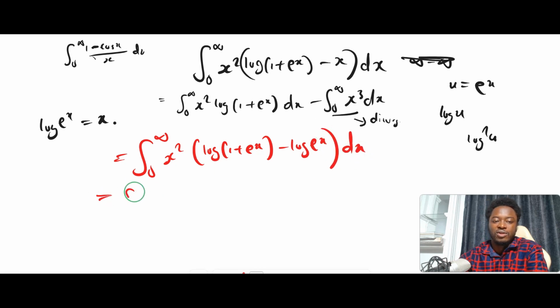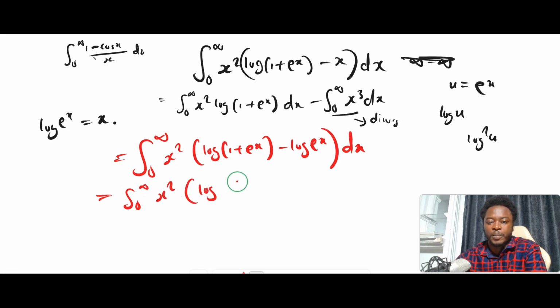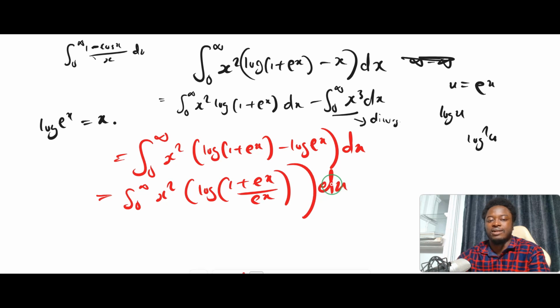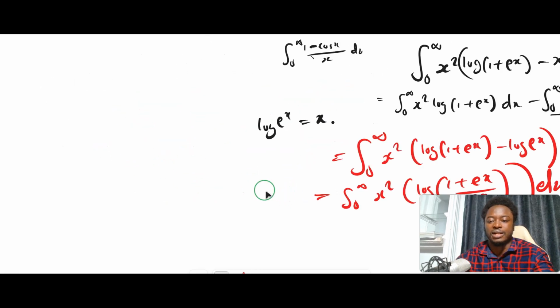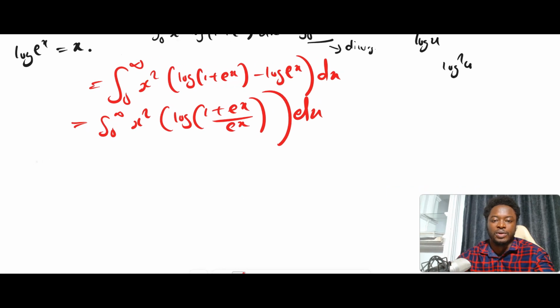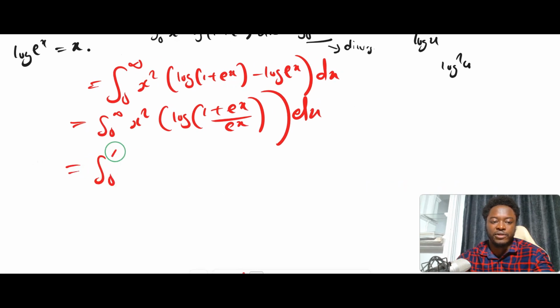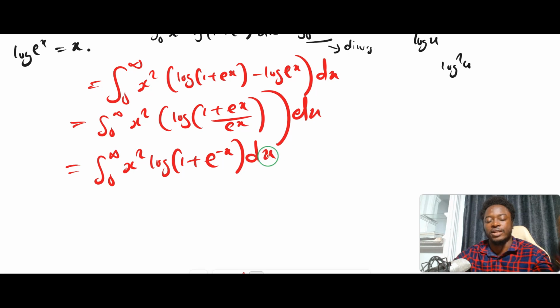So you will end up with the integral from 0 to infinity of x squared times the logarithm of (1 plus e to the x) divided by e to the x, dx. Now you could write this as the integral from 0 to infinity of x squared times the logarithm of 1 plus e to the negative x, dx. This tells us we are making good progress, because now we have a log term.